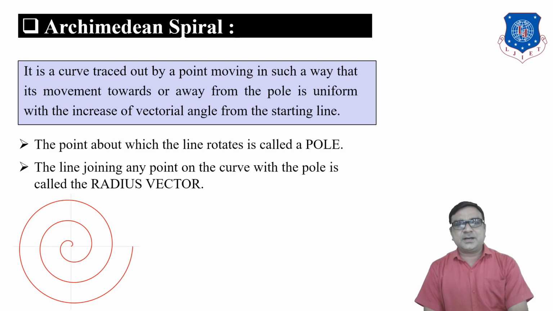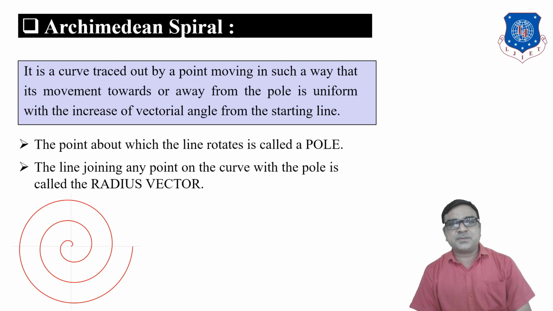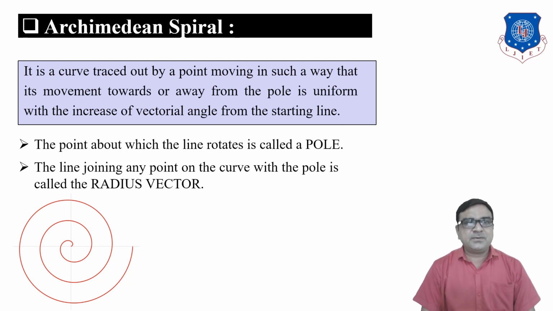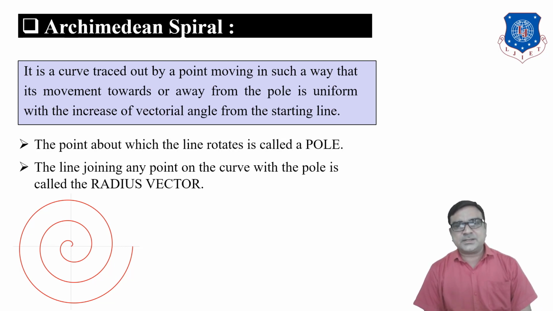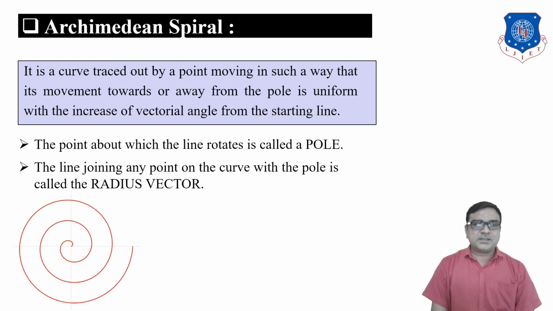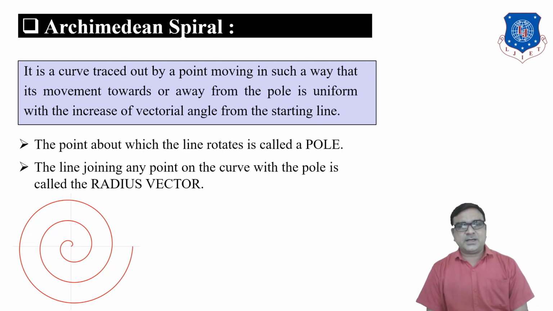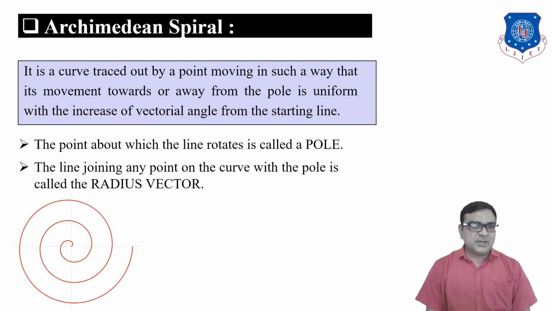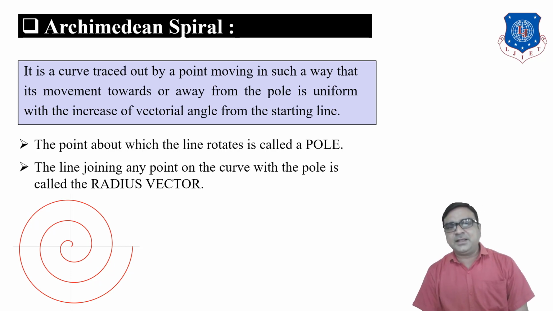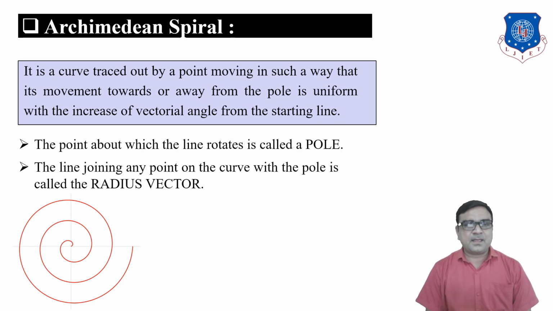Now our next engineering curve is the spiral, and we have to study the Archimedean spiral in this chapter. So what is the definition of a spiral? It is a curve traced out by a point moving in such a way that its movement towards or away from the pole is uniform with the increase of vectorial angle from the starting line. So here the point about which the line rotates is called the pole, and the line joining any point on the curve with the pole is called the radius vector.